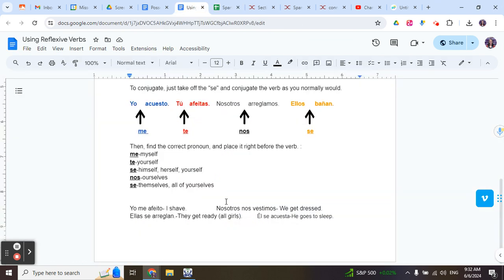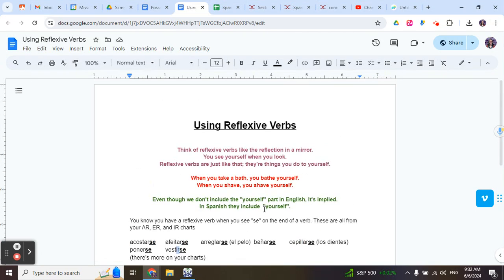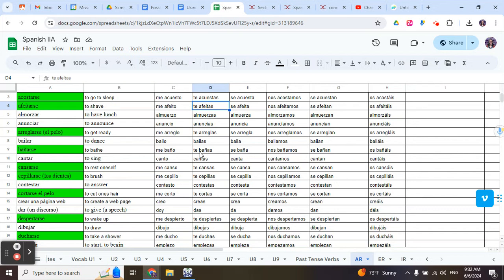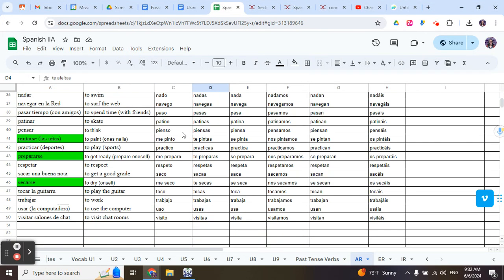So that is all there is to know about reflexive verbs. If there is anything that you would like help with, please let me know. But otherwise, don't forget to refer to your charts. They will definitely help you. And pay attention to those endings.